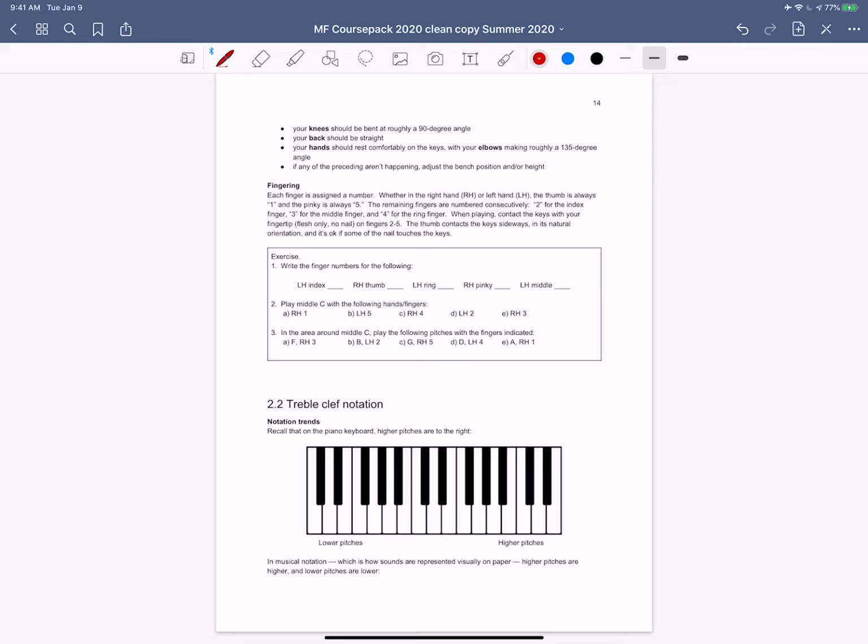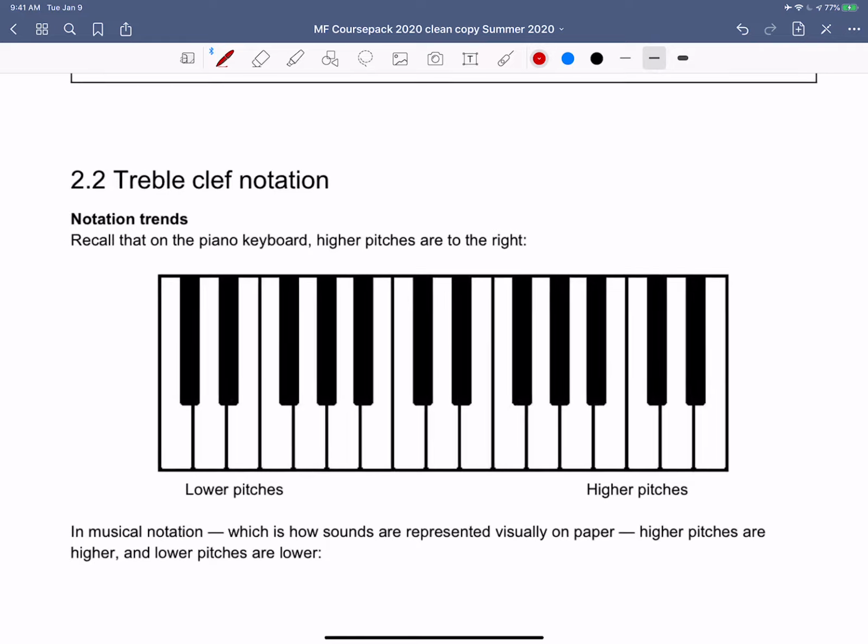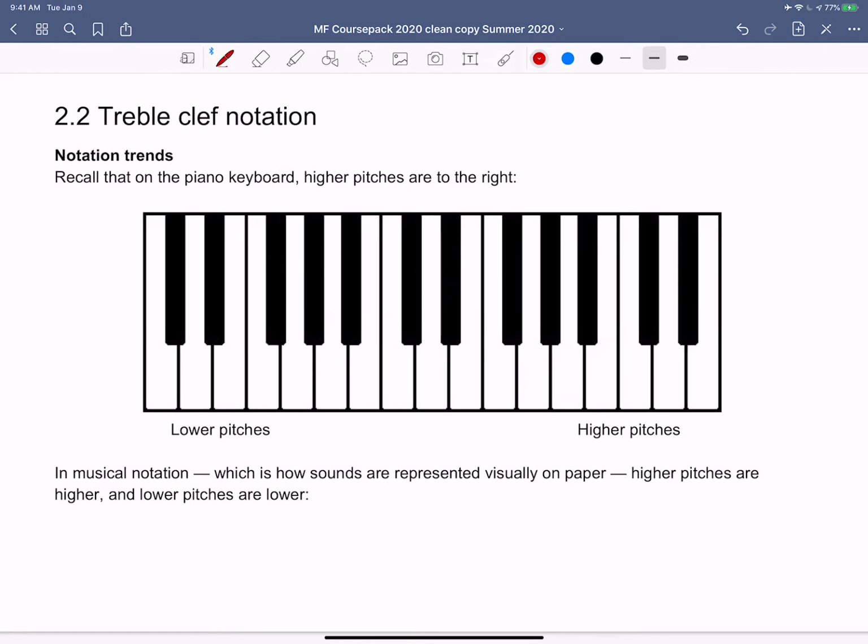In the previous section, you learned all about the white keys of the piano keyboard, how to find them, how to label them. And in this next section, you're going to learn how those white keys correspond to actual written musical notation. Now, before we get into that, I just wanted to quickly review here at the bottom of page 14 this general trend, which I'm sure you've noted in previous segments.